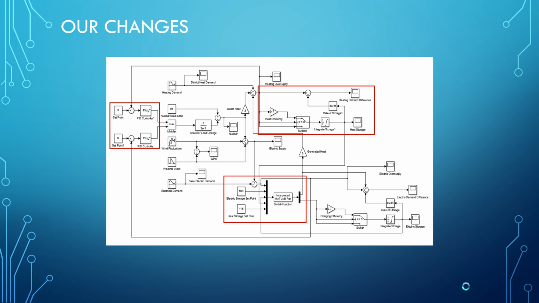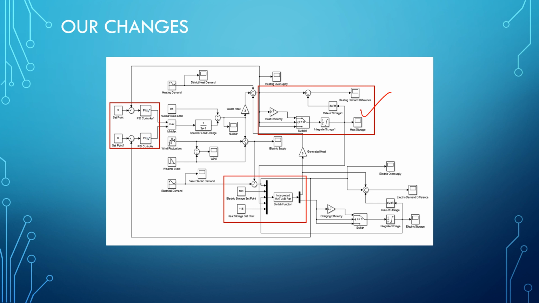So for us to make the system more efficient, we added 3 different things to the Simulink model so that we could meet our demands for heating and for electric. The first thing we added was this heat storage device. The heat can be stored in a certain medium, which could be stored easily and then extracted easily when it's needed.